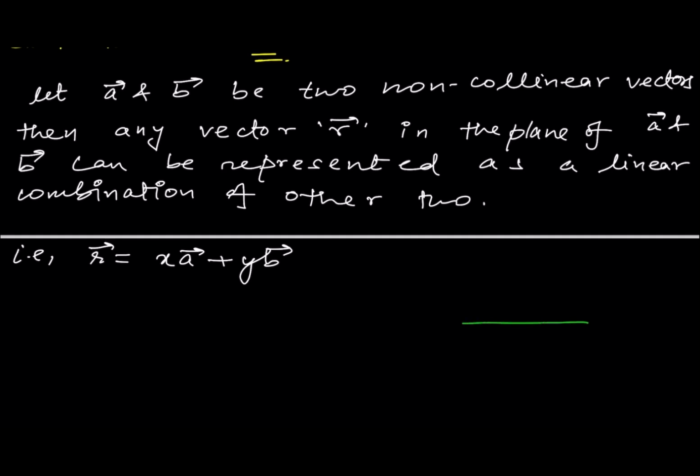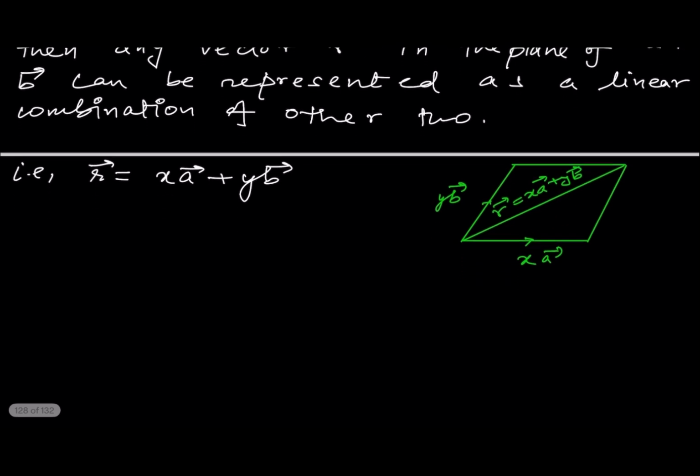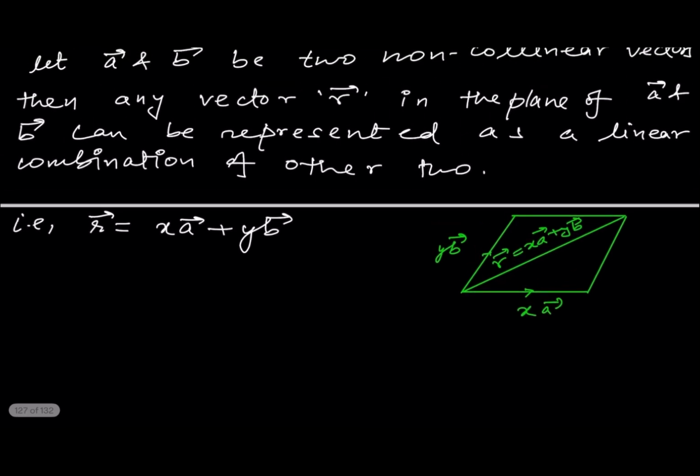So what I'm saying, let's say this is XA vector and this is YB vector, then this is the parallelogram and the diagonal of the parallelogram is nothing but R vector, which is XA vector plus YB vector, right? So this is the fundamental theorem of plane.